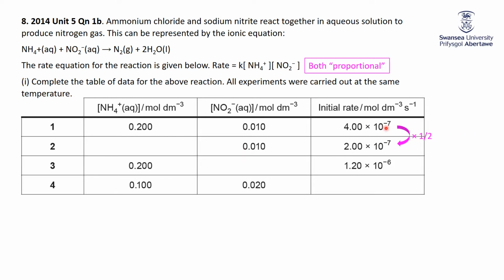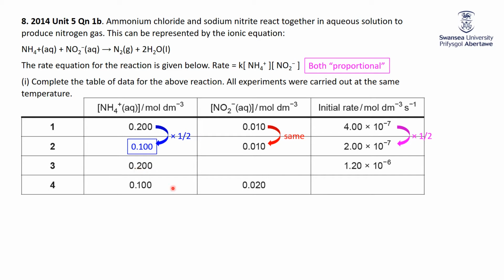Looking first of all at experiments 1 and 2, as we go from 1 to 2, the rate halves. Well, nothing happened to the nitrite, so it must have to do with the ammonium. Whatever we do to the ammonium, we do to the rate. So the converse of that is whatever happened to the rate was due to the ammonium. So we halve the rate, so we're going to halve the ammonium. So that's 0.1.